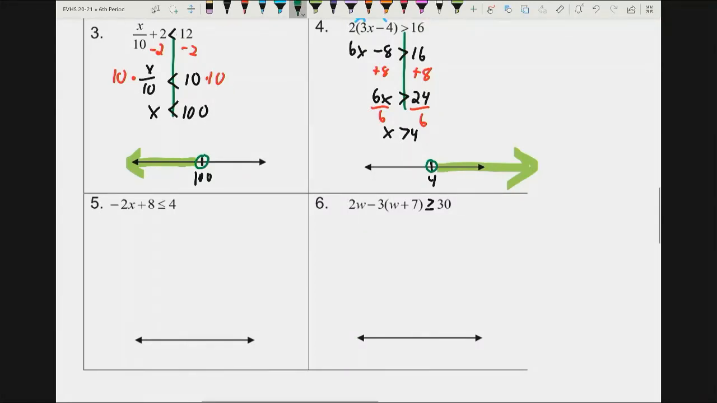Okay, number 5. Subtract 8. Gives me -2x is less than or equal to -4. We're going to divide by -2. -4 divided by -2 is +2. But I divided by a negative sign, so I've got to flip the inequality sign.